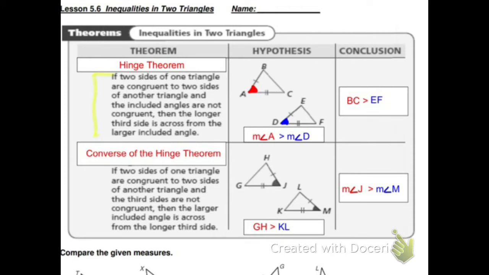It's our first theorem we're looking at today. And the hinge theorem states, if two sides of one triangle are congruent to two sides of another triangle, and the included angles are not congruent, then the longer third side is across or opposite from the larger included angle.